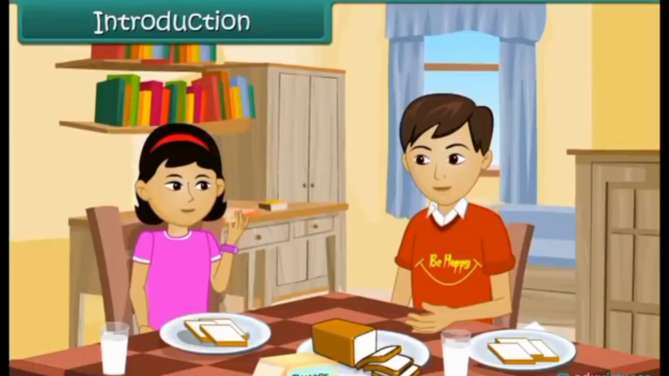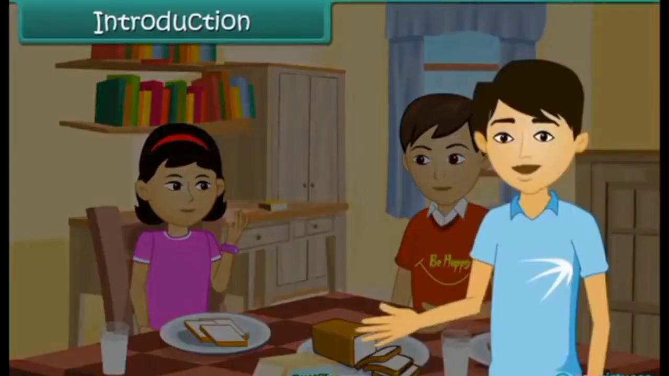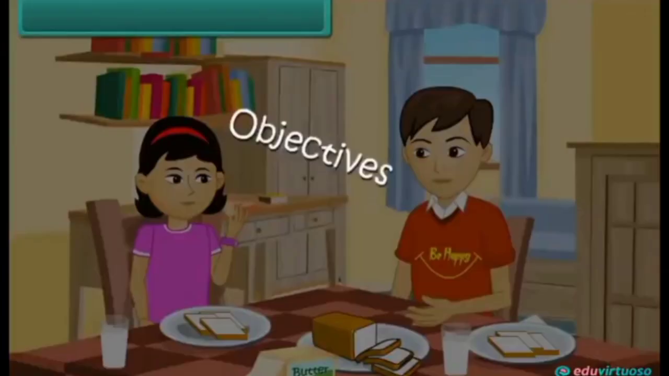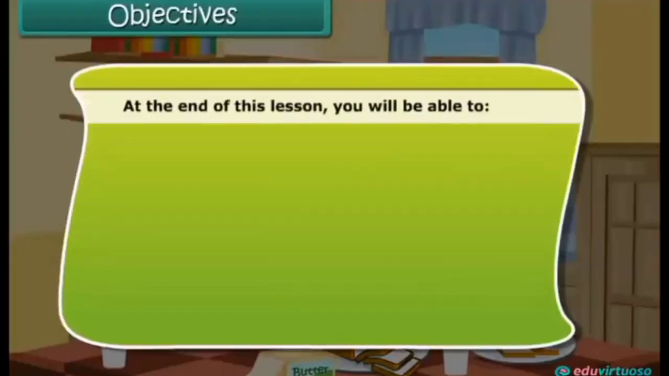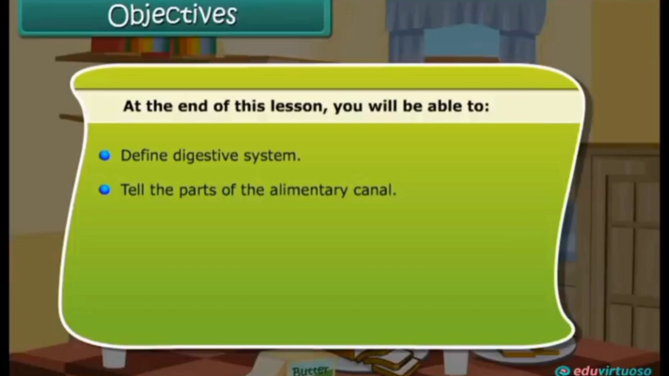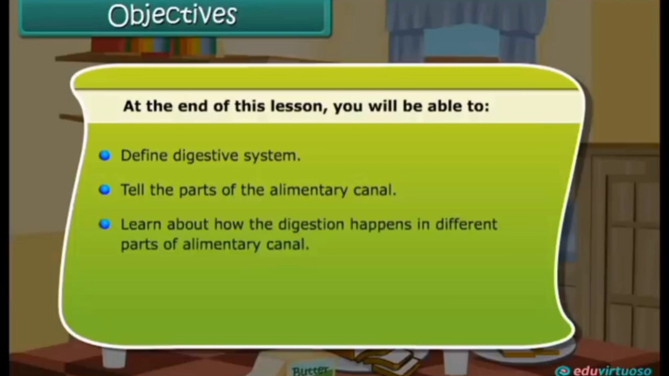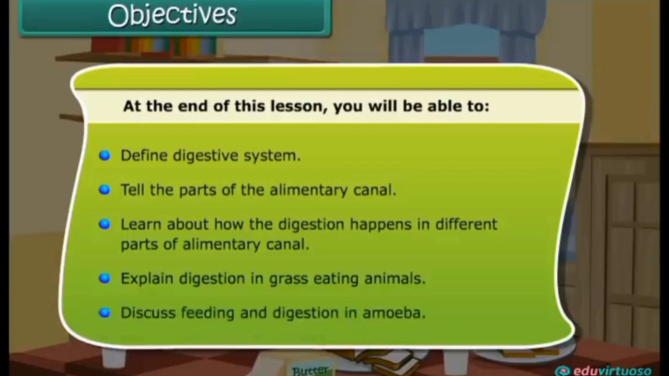Yes. Students, today we will start a lesson, Nutrition in Animals, where you will come to know how our body digests the food we eat. Objectives. At the end of this lesson, you will be able to define the digestive system, tell the parts of the alimentary canal, learn about how digestion happens in different parts of the alimentary canal, and explain digestion in grass-eating animals. Discuss feeding and digestion in amoeba.